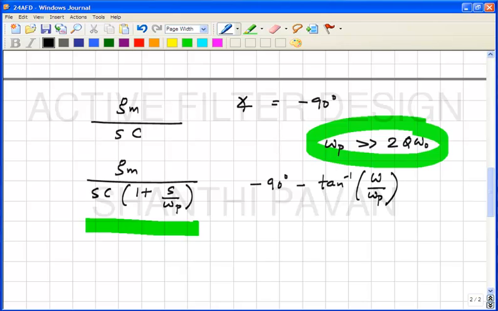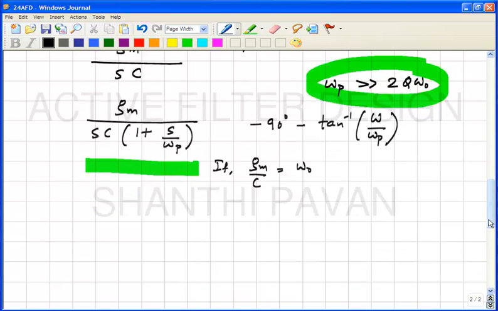Okay, and if you assume that Gm by C is omega naught, right? Because we just saw in the previous diagram that if you have two integrators with unity gain frequencies at omega naught and you close the loop around them and add a damping path, the natural frequency of the resulting section is Gm by C, which is omega naught.